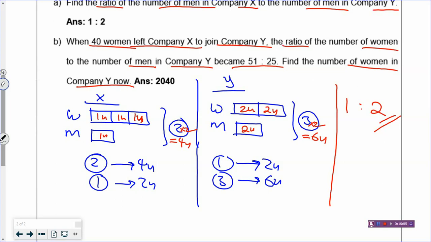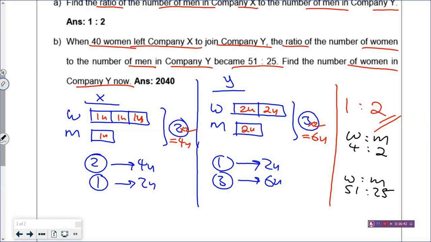So how about you do next? Alright, so can we look at company Y? So company Y, you have what? How many women to men? The women to men in company Y at first is 4 is to 2. Am I correct? At first. And then later on, what happens? Now the women to men in company Y became 51 is to 25. Okay? So this is the before and after ratio, in company Y only.